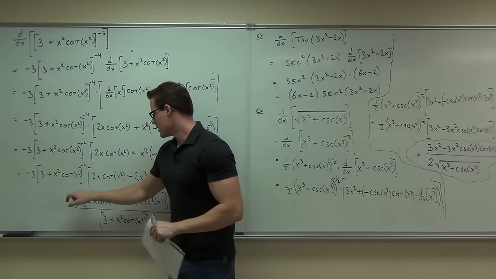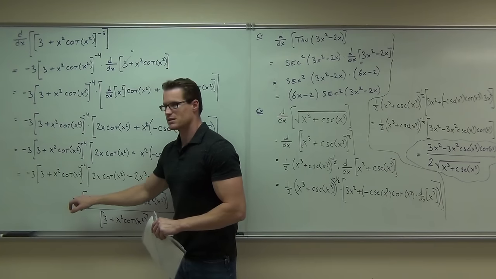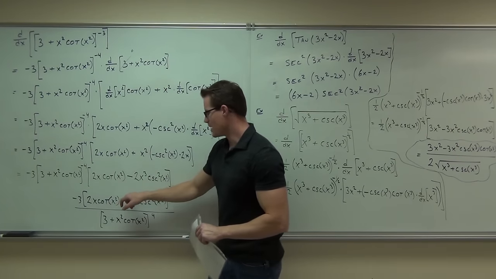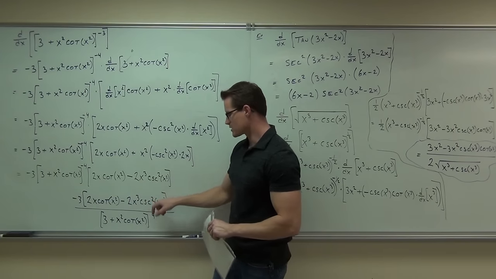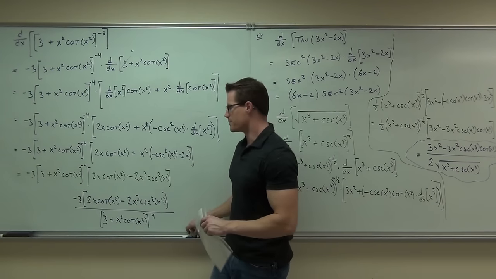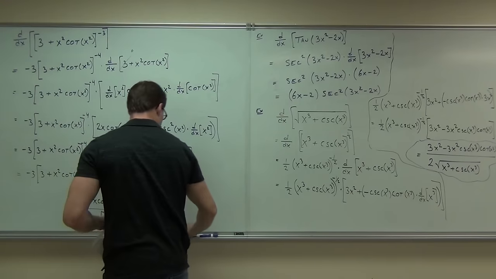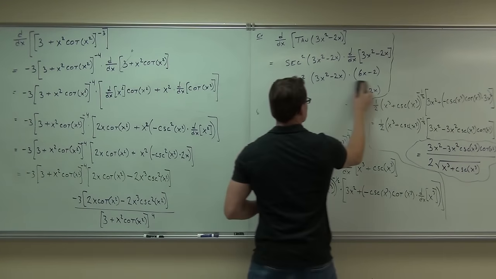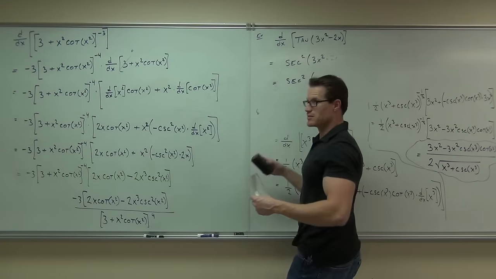This would become negative 6x. This would be cotangent x squared. This would be minus x squared, cosecant squared x squared. Okay. And you could do that. If you want to get fancy, you know.